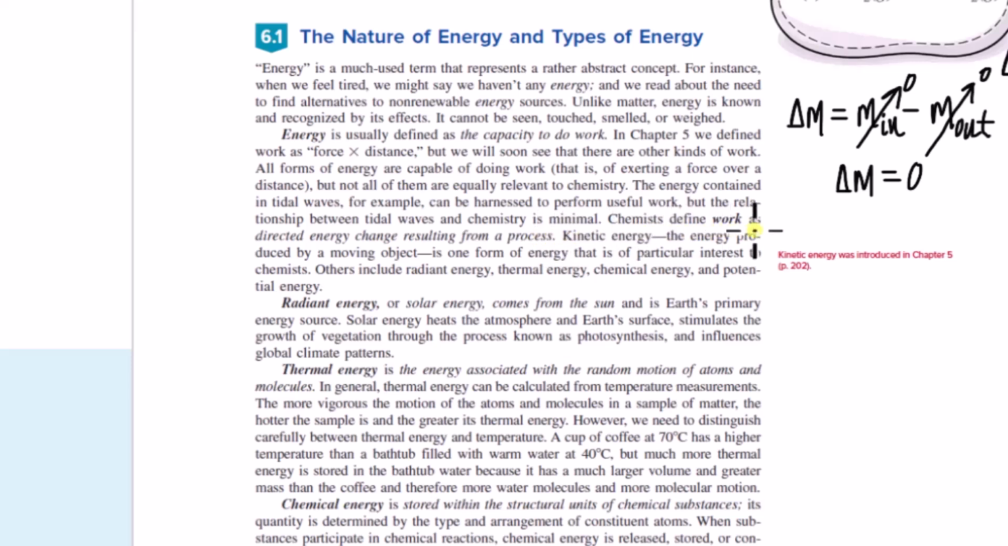Chemists define work as directed energy change resulting from a process. Kinetic energy, the energy produced by a moving object, is one form of energy that is of particular interest to chemists. Others include radiant energy, thermal energy, chemical energy, and potential energy.